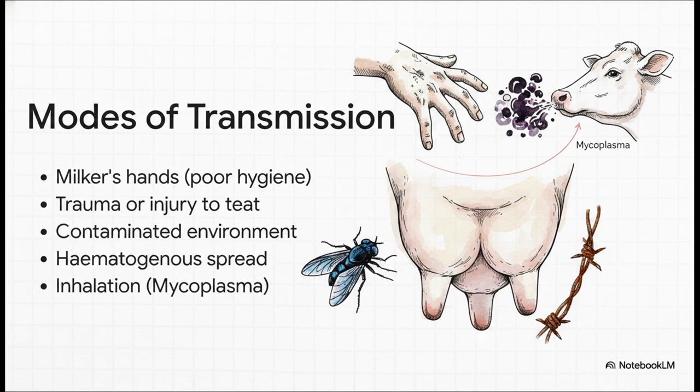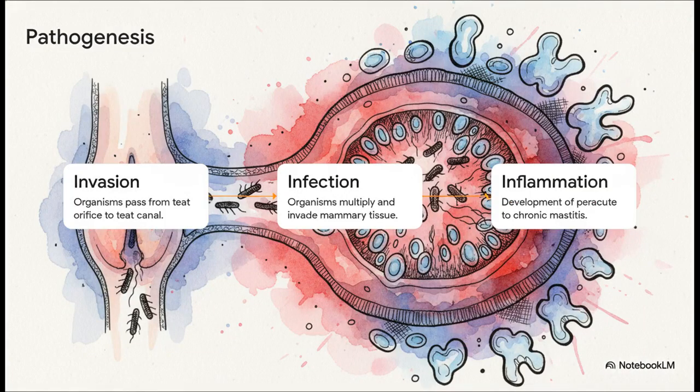Some forms are even more insidious. For example, tuberculous mastitis is hematogenous. That means the bacteria travel directly through the animal's bloodstream to set up shop in the udder. And get this. Pathogens like mycoplasma can literally be inhaled into the respiratory tract before making their way all the way down to the mammary tissue. Crazy, right? Let's see how this builds.